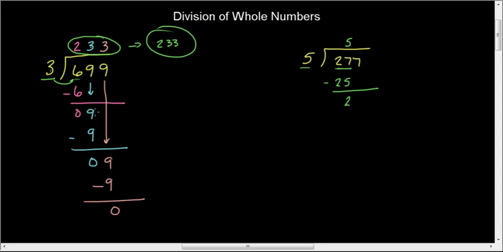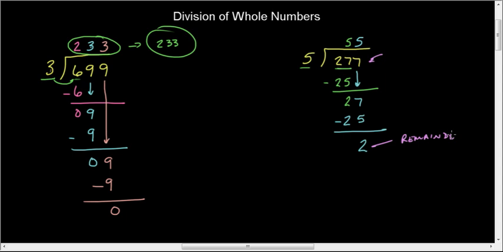Now, just as we did, we bring down the 7. And so we have 5 goes into 27 how many times? Okay, well, it goes in there 5 times. All right, so 5 times 5 is 25. We subtract, and we get another 2. But at this point, we've run out of numbers. We have no more numbers in the dividend. So we're going to stop. This number here is the remainder.